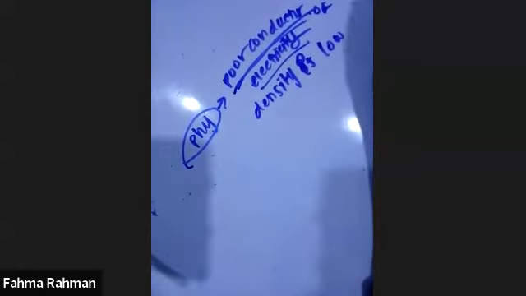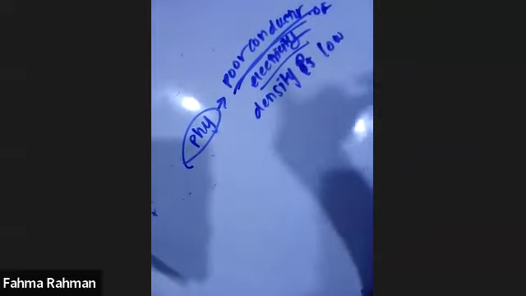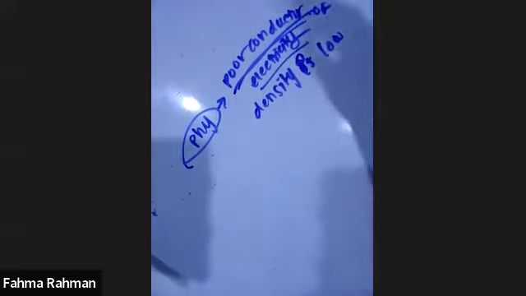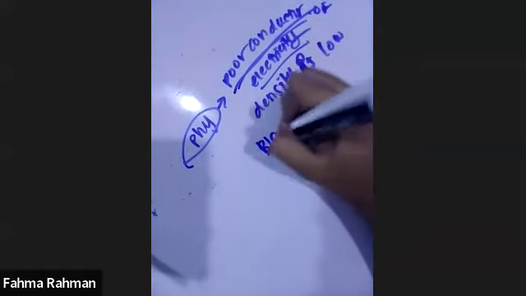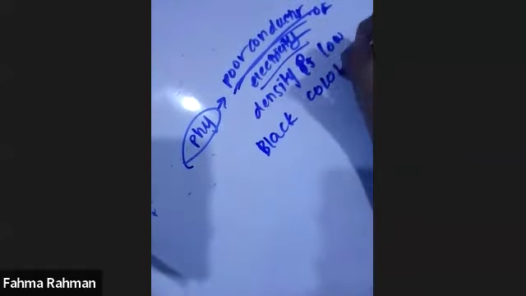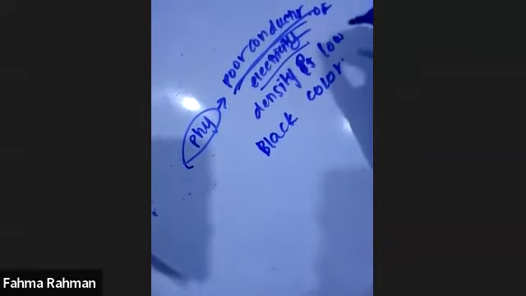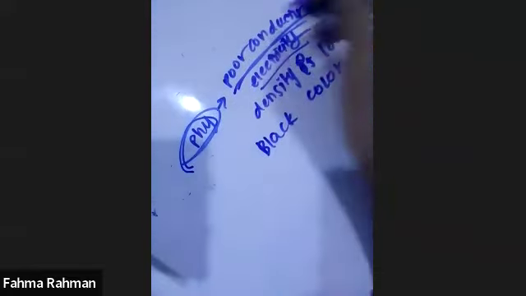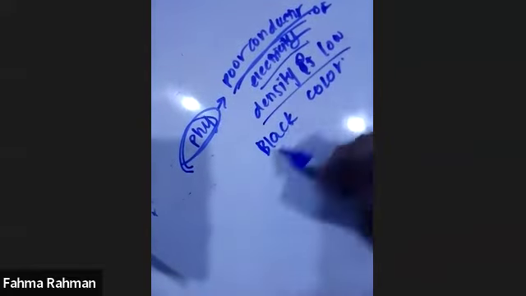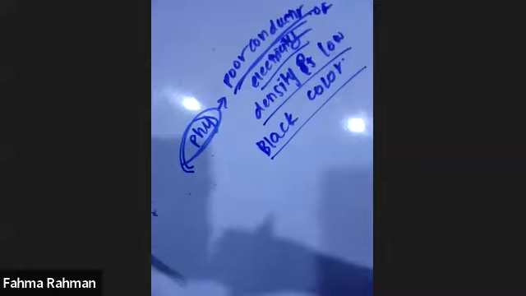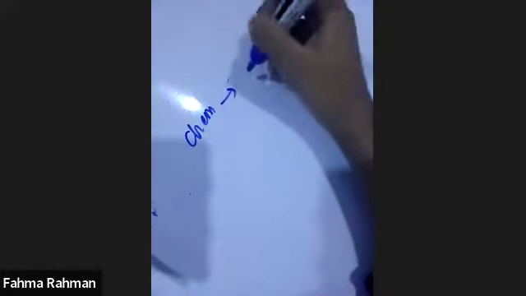So this is all about the physical properties of carbon, and also carbon exists in black color. So the physical properties: poor conductor of electricity, density is low, and it is black in color. Then we have the chemical properties as well.